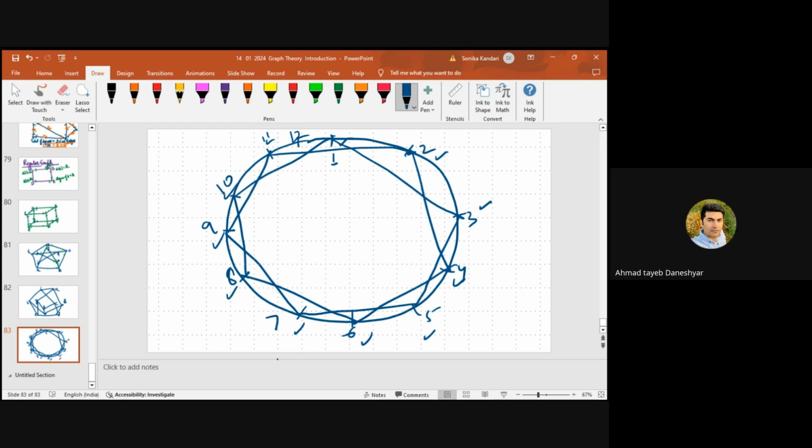It is not regular, ma'am, because vertex 12 has only 2 edges. Vertex 12 has only 2 edges.